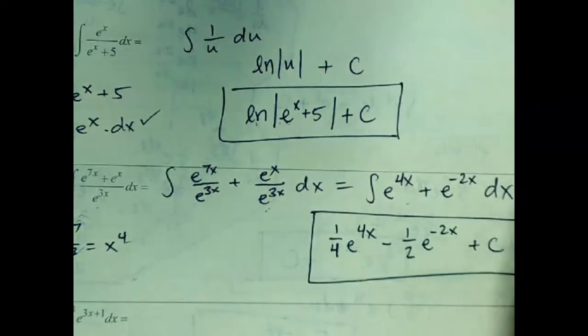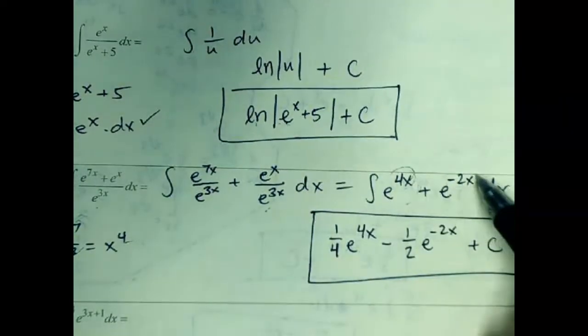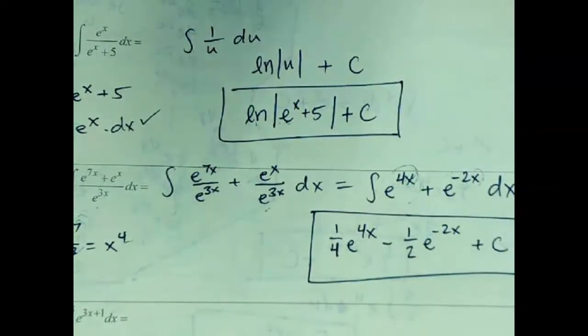Just think, what's the chain rule part? What's the derivative of that exponent? And if you're taking a derivative overall, that chain rule part would multiply to the front. If you're integrating, that chain rule part would divide to the front.